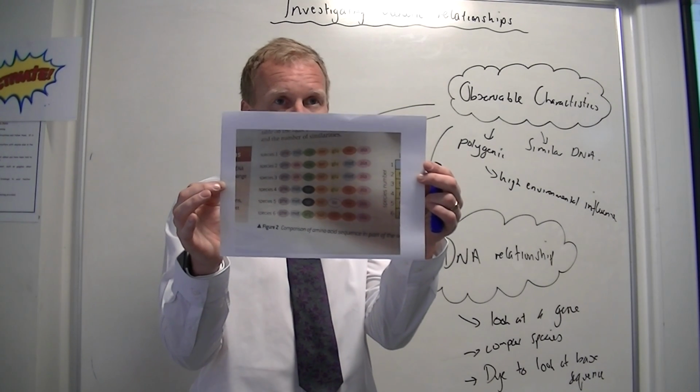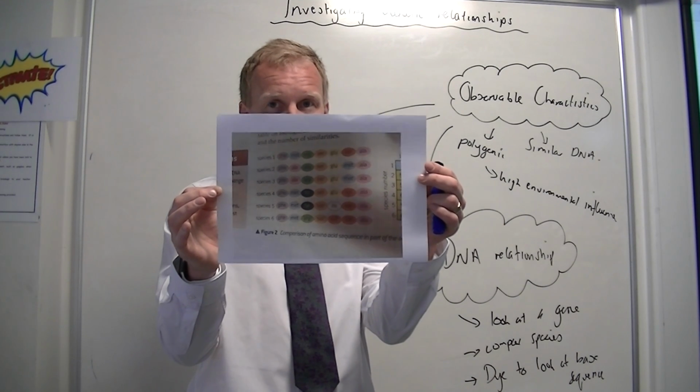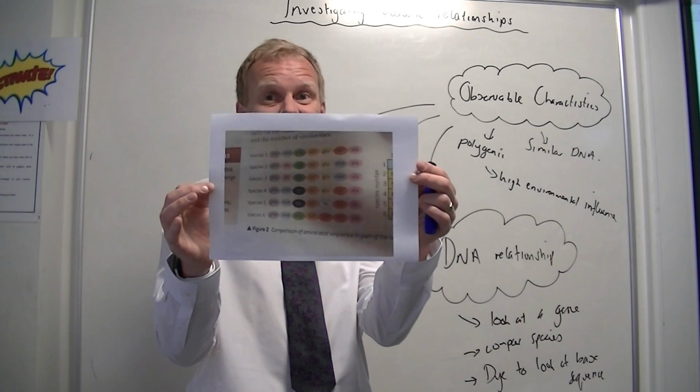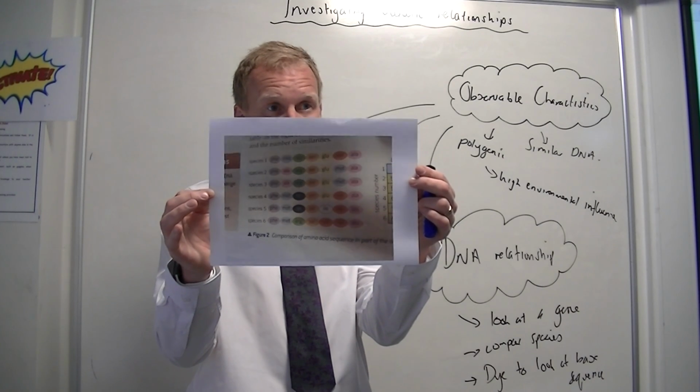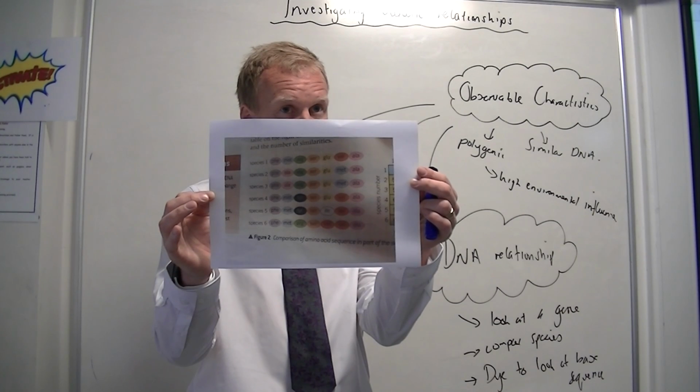I hope you can see on the diagram, some of those species have more similarities in terms of the amino acids in them and the order they are in than others. The more similar the amino acid chain, the more closely related the species. Okay?